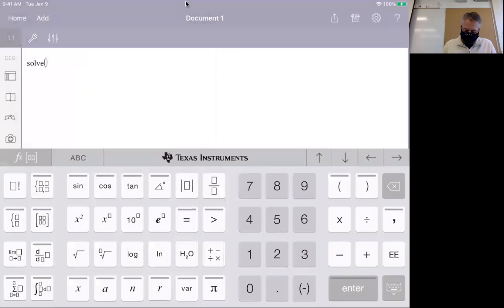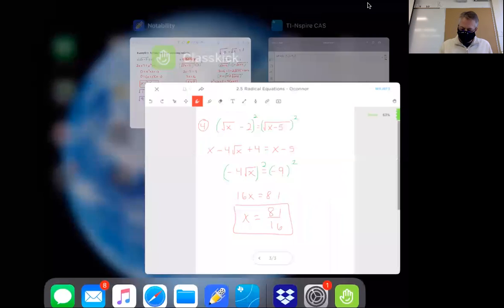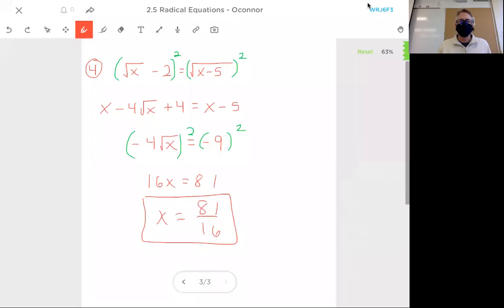And I'm just going to type in that equation that we just did. So the square root of x minus 2 is equal to the square root of x minus 5. Now I have to tell the calculator what to solve it for. So I hit comma x. That tells the calculator solve it for x. And look at that. It's 81 over 16. So I feel good about the answer there. All right. Any questions before we go?